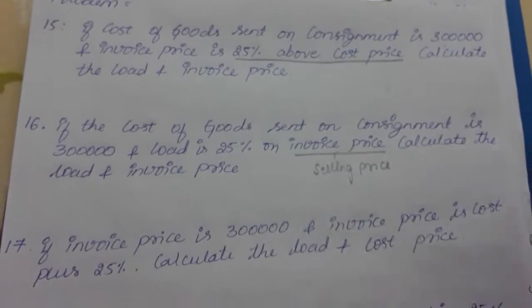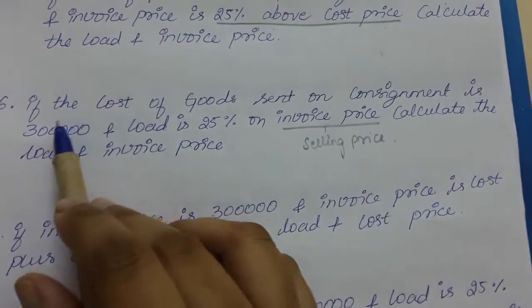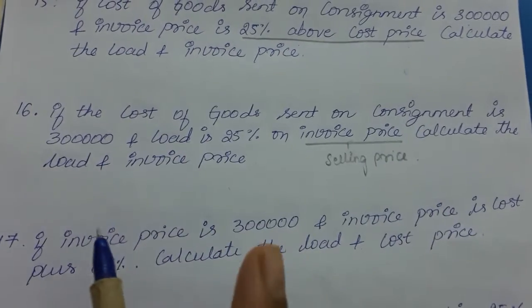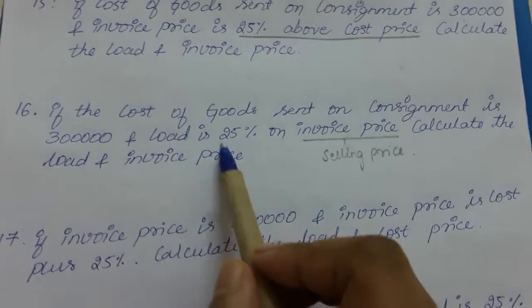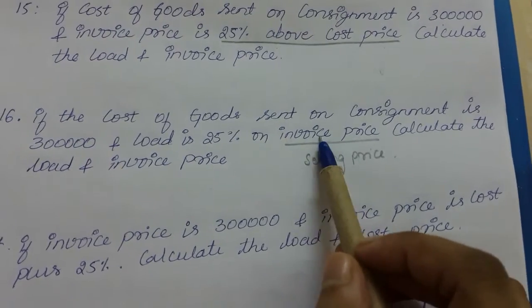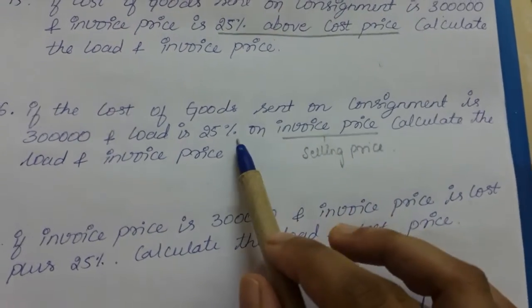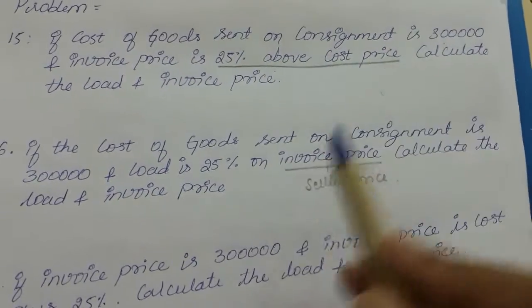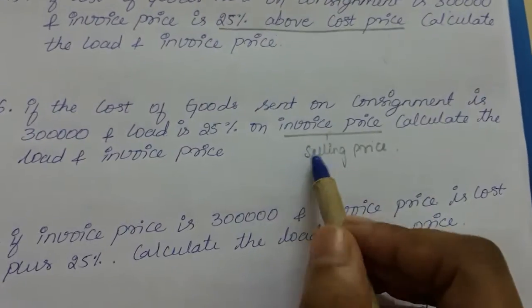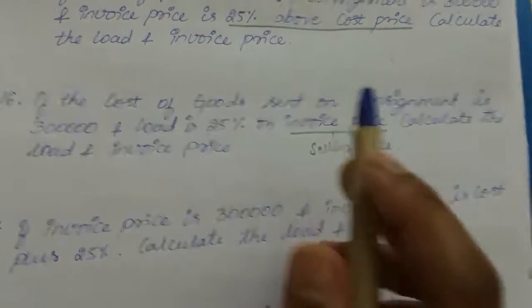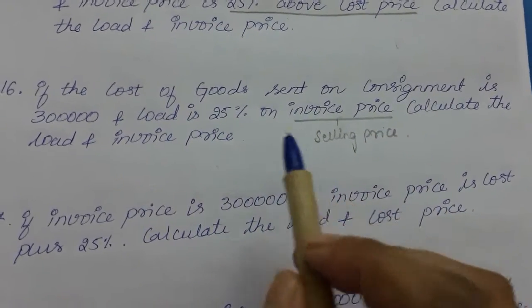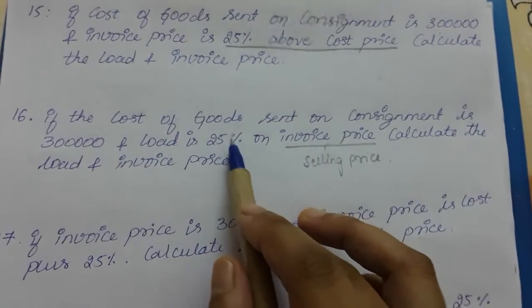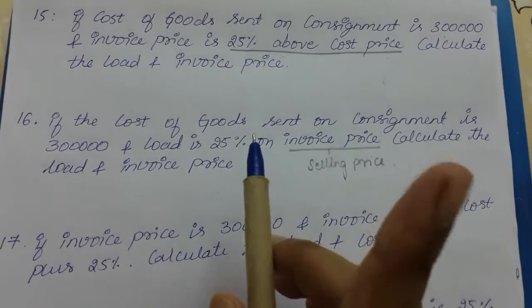Next, coming to the 16th problem. If the cost of goods sent on consignment is 3 lakh rupees, and loading is 25% on invoice price. That is, 25% on the invoice price. In the previous problem it was 25% on cost itself. Here they are saying 25% on invoice price. Every time while calculating we are supposed to take it on cost price, not on invoice price. So what you are supposed to do is convert this 25% into cost price. One thing you are supposed to understand is different here.